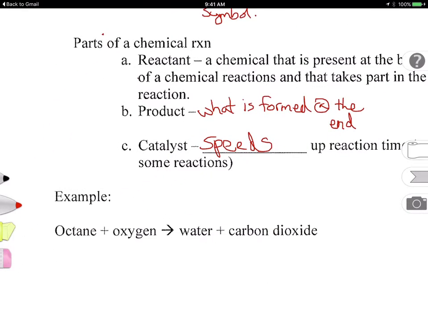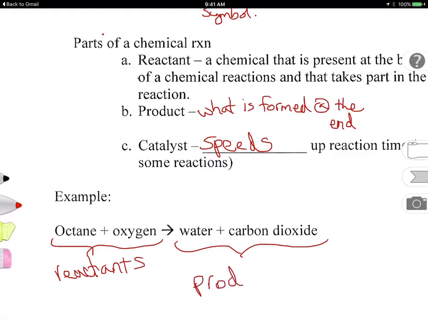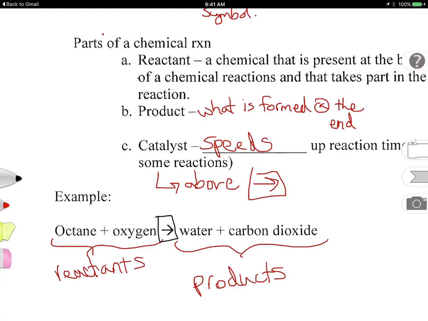So what I've got here is an example. The octane and the oxygen, those are your reactants. And the backside, the water and the carbon dioxide, those are your products. Okay. Now, in order to figure out whether or not a catalyst is present, you are going to have something above the arrow, okay? So for this example that I have, if I look at my arrow, there is nothing there above it, so this one has no catalyst. It's as simple as that. Is there something above it or not?